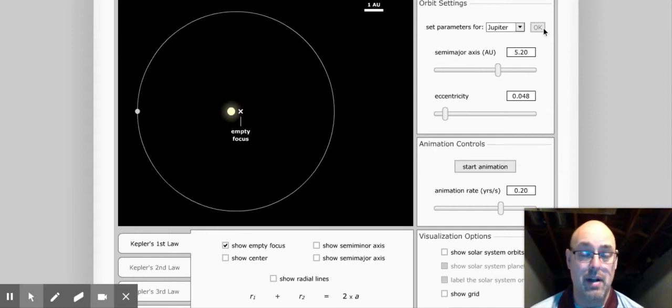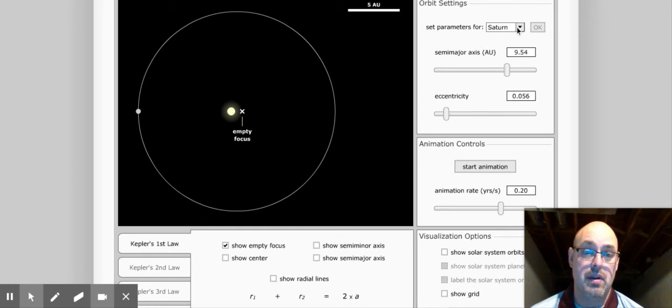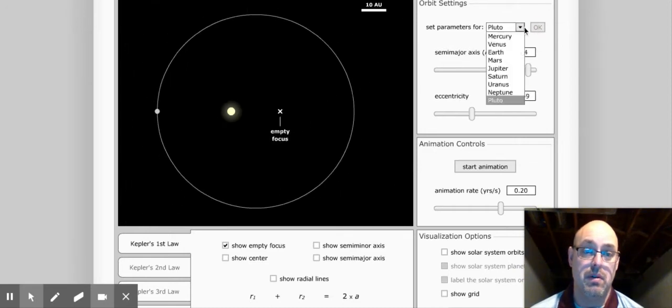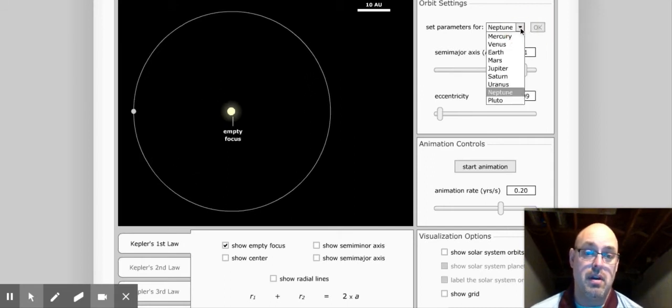Jupiter. Again, if you need to pause this, I'm just trying to not make this any longer than it has to be. You can pause it, look at it. Saturn, Uranus, Neptune. Oops, I went to Pluto again. Neptune. There we go, there's Neptune. And then Pluto.